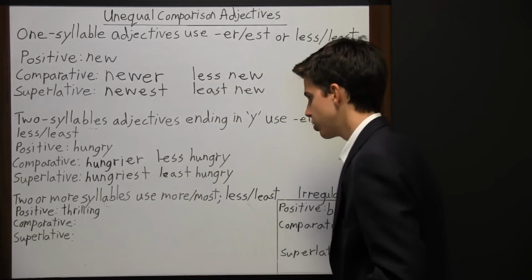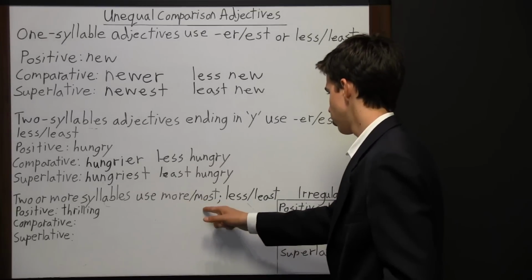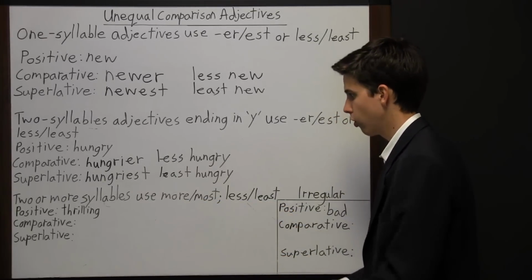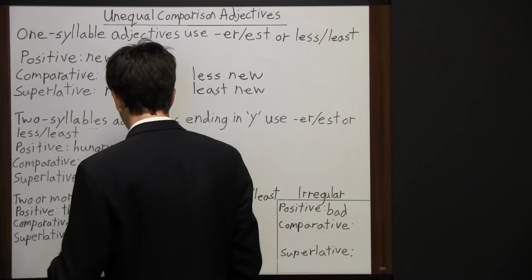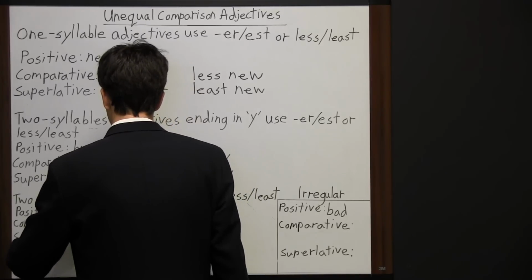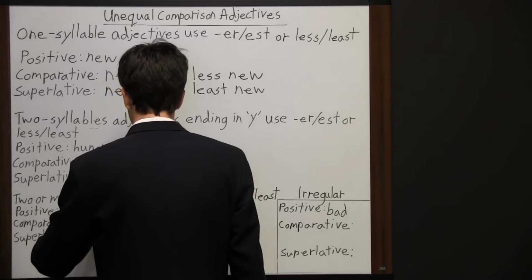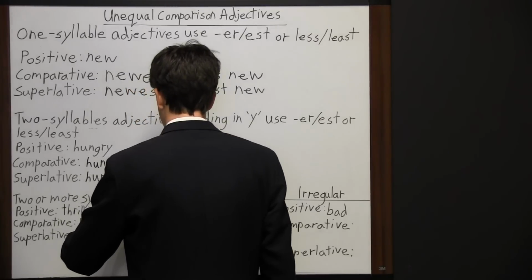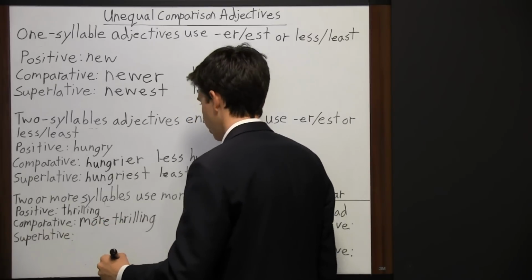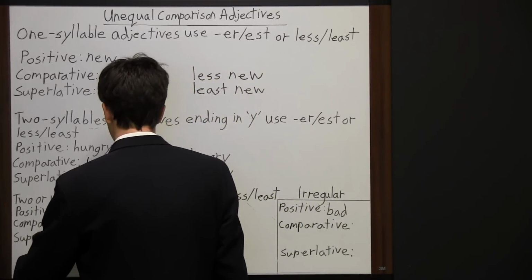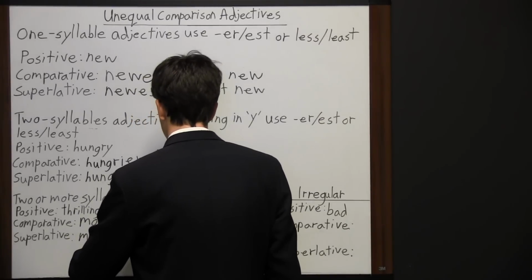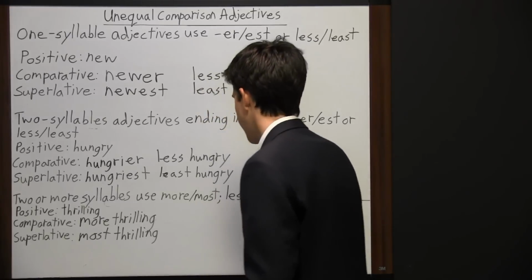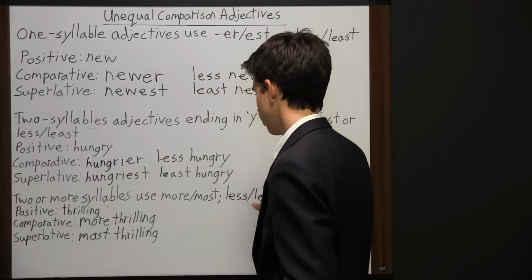Now, if you have a word with 2 or more syllables, use more or most, or less or least. So notice here we're no longer using suffixes. So if something is thrilling and you're comparing it with something else, you would say that one is more thrilling. And then if you have 3 or more, you would describe something as being the most thrilling. And then in the same way as before, you would describe one as being less thrilling or the least thrilling.